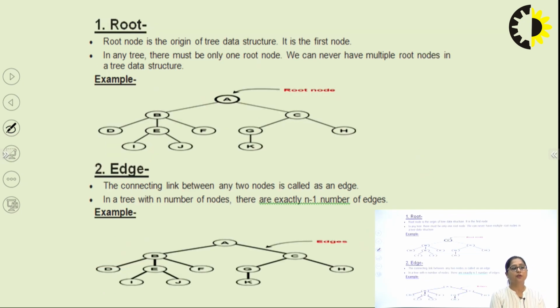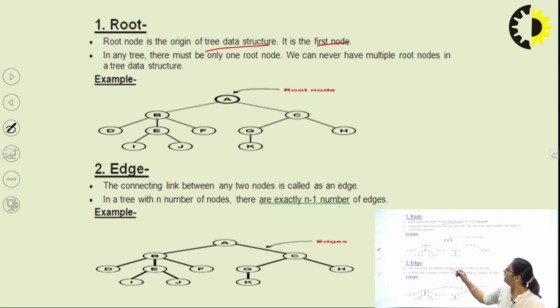So first of all, discuss the root. So root node is the origin of the tree data structure. Where the tree starts, that is known as the root node, and that is known as the origin. So it is always the first node of any tree. The first node of a tree is also known as the root of a tree.